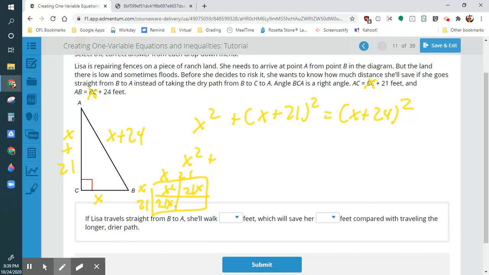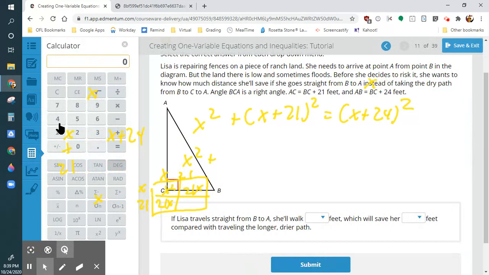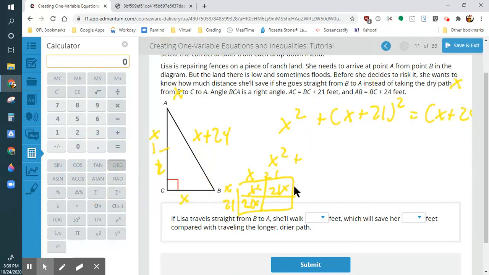This here becomes, let me pull out my calculator. Everything took a while to get pushed over. 21 times 21, 441. Okay, so we get x squared plus, add these two together. I know it's really hard to see. It's 42x plus 441. Oh, that looks terrible. There we go. Fixed it a little bit.